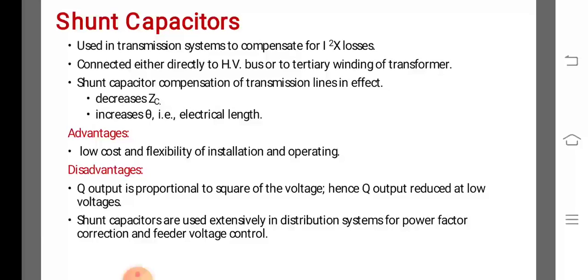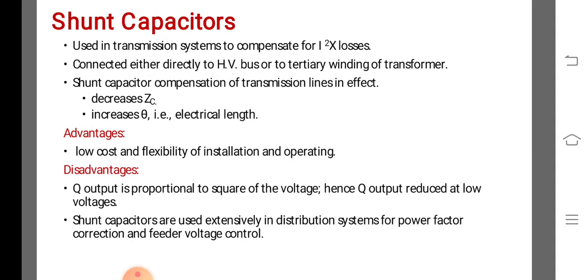Next, shunt capacitors. Shunt capacitors are used in transmission systems to compensate for I square X losses. Shunt means parallel: a capacitor connected in parallel to a load or supply point. The purposes of shunt capacitors vary with applications.